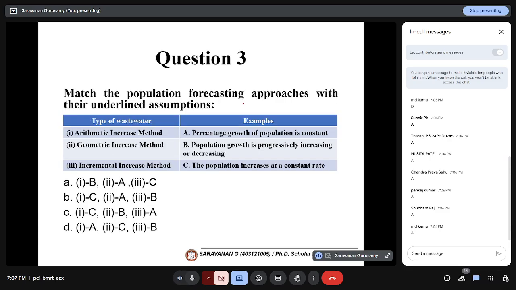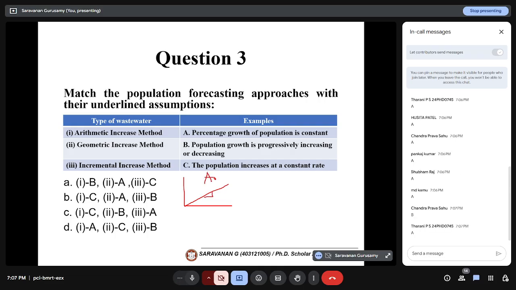Match the population forecasting approaches. We have discussed 10 population forecasting approaches, right? Which is suitable for which city? Arithmetic increase method, geometric increase, incremental increase. They are asking about the principle behind each method. A is the percentage growth of the population is constant. Population growth is progressively increasing or decreasing. The population increases at a constant rate. So what we discussed in arithmetic is that the population increases at a constant rate.